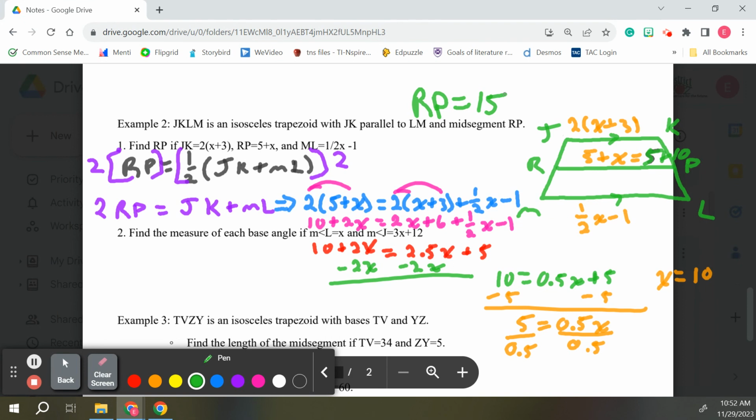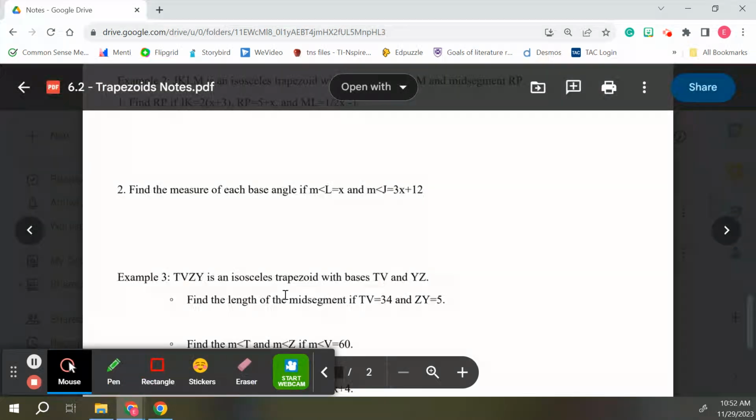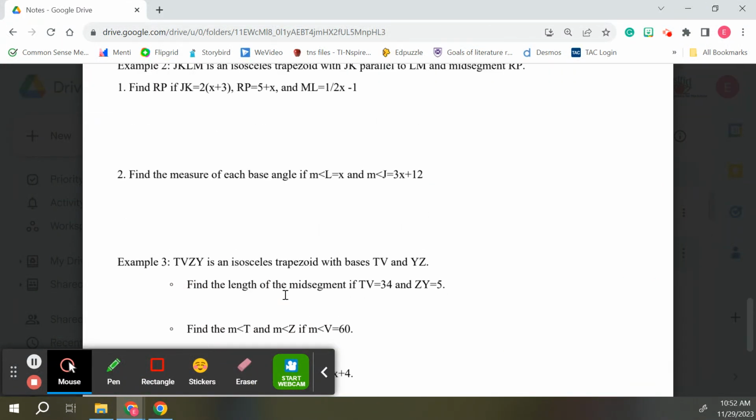Okay. All right, example 2, it says find the measure of each base angle if angle L is equal to x and the measure of angle J is equal to 3x plus 12. Okay, so again, I'm just going to kind of draw this out.